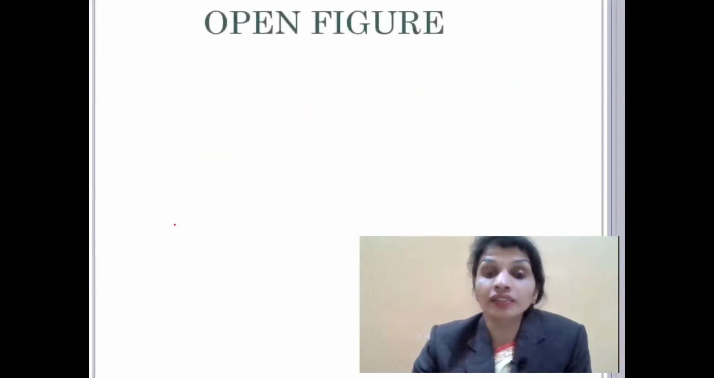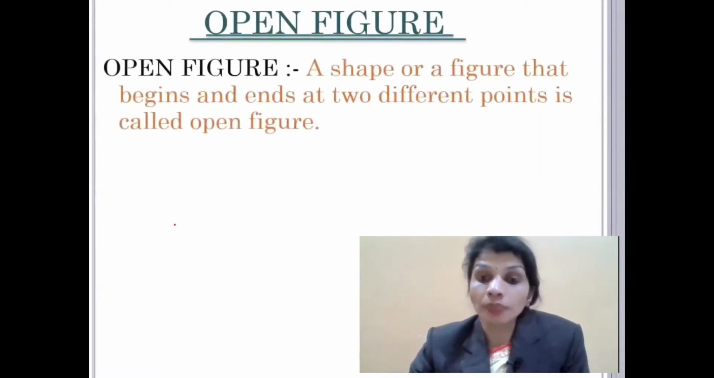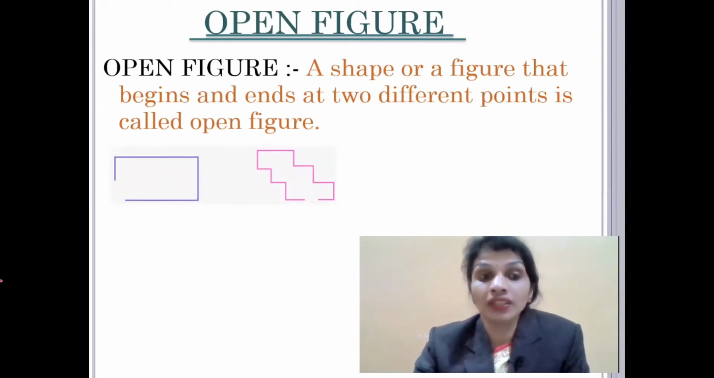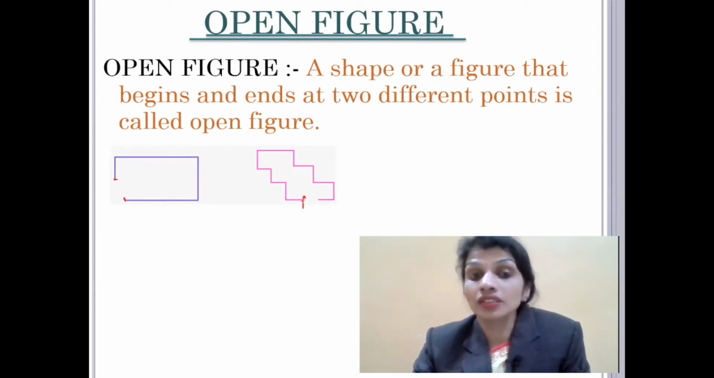Now, before that, let us know about open figure and closed figure. A shape or a figure that begins and ends at two different points is called an open figure. If you see this example, suppose this figure starts from here, but it does not come back to here; its end is here. So it's an open figure. Here also, it starts from here and its end point is somewhere else. So it's an open figure.